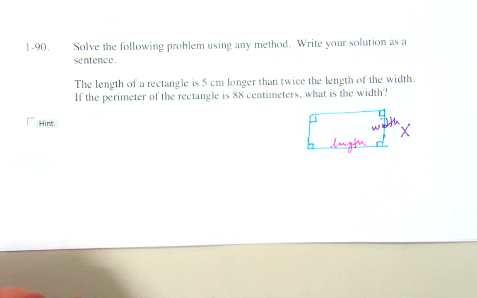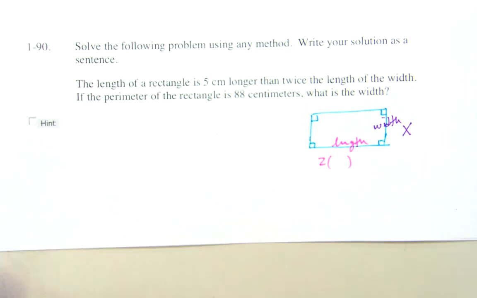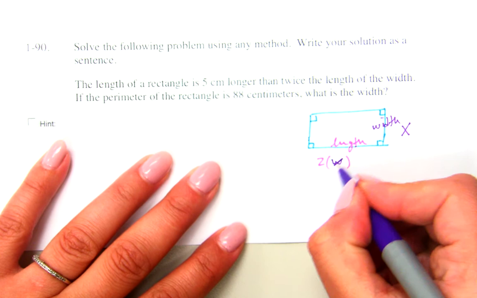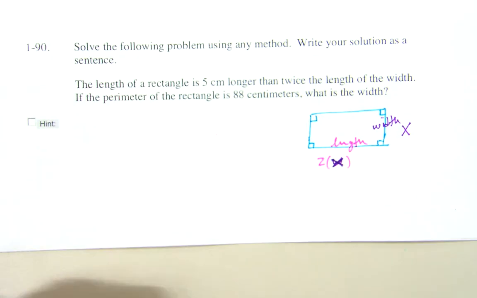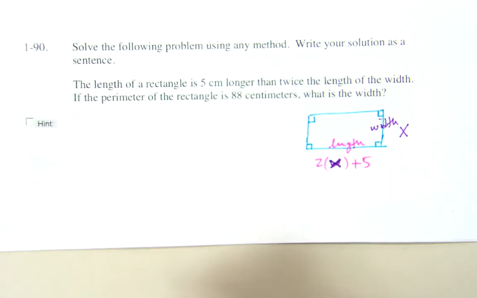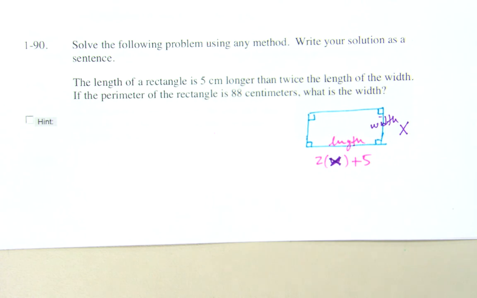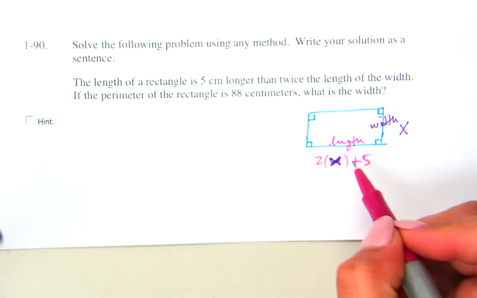So it would be, let's see, twice the length of the width, so 2 times x, because the width was x, plus an additional 5 centimeters. Now the only question is, if the perimeter of the rectangle is 88 centimeters, what is the width? Please remember, base times, or length times width, is how you find area, not perimeter. Perimeter is the thing all the way around.